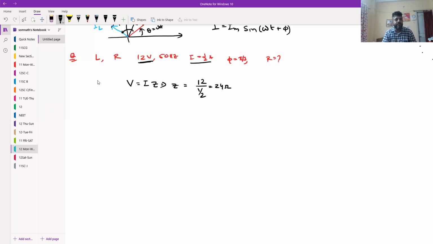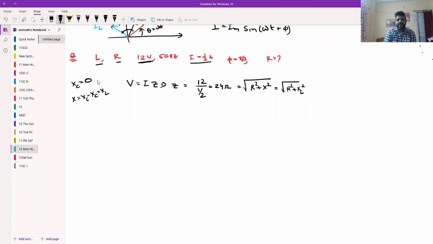Yes or no? Yes, it is clearly an L and R circuit. So my XC is 0. So X is XL minus XC, which is XL. And what is the Z? Z is square root of R square plus X square, and X is XL. So R square plus XL square.